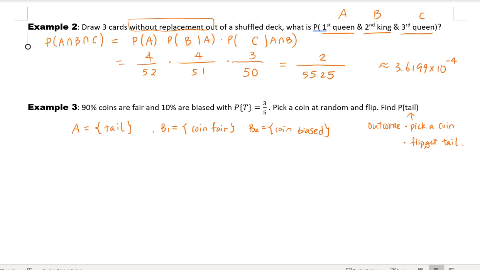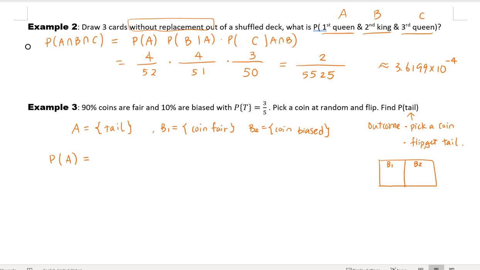Now, we're looking for P of A. So P of A, what is that? We get tails, but we might pick a fair coin, or we might pick a biased coin, right? You can see because the coins only consist of two types, 90% of the coins are fair and 10% are biased. So if I would like to draw a picture, this is the relationship.